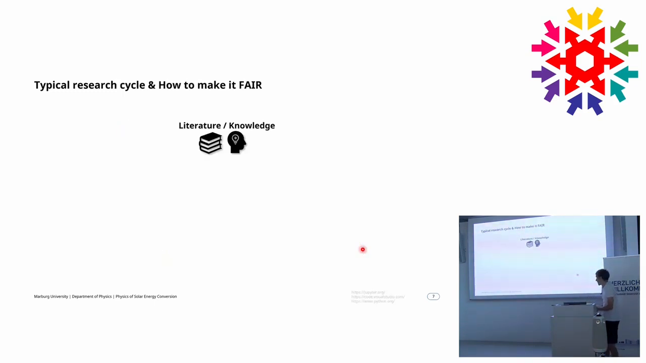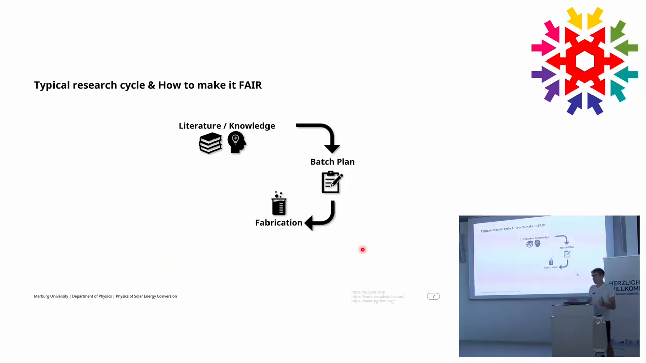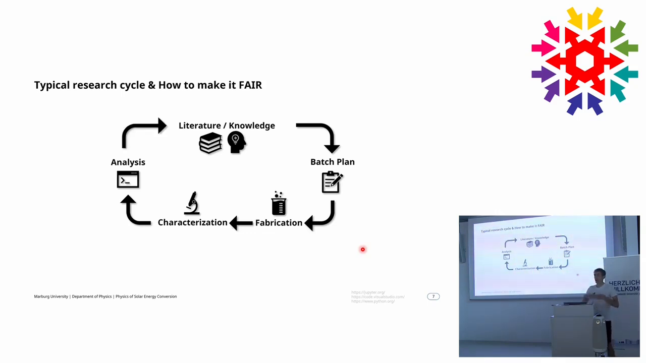Okay, in this slide, the last slide before the live demonstration, I just want to show you where in the research cycle the electronic lab notebook plays an important role. So normally you just read some papers, you have ideas, you have knowledge, and then you want to do an experiment. And you plan your experiment with a batch plan, then you go in the lab and fabricate your solar cells, you go in the next lab and characterize your solar cells, and then you maybe go back to your office, run some Python scripts or some other code to analyze your experiments and gain new knowledge.